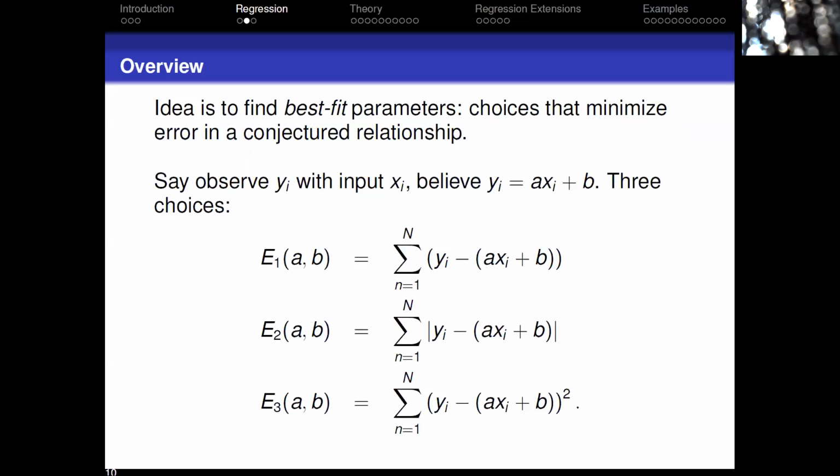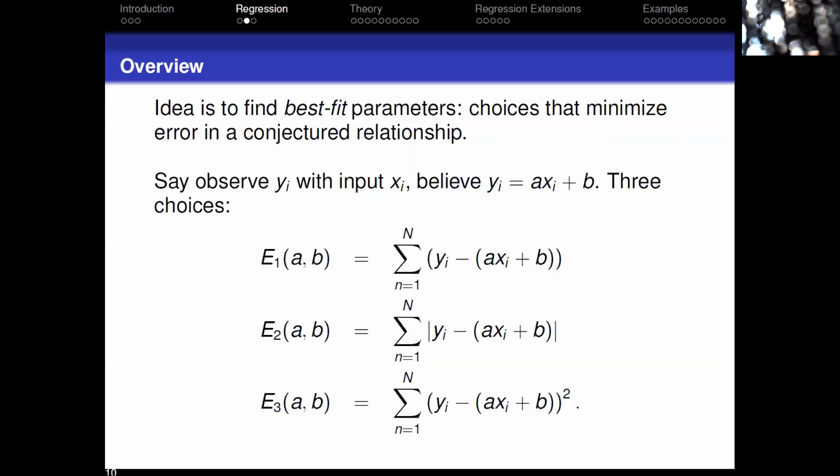Can anybody give me an issue with the first method? Observed minus predicted. Why might this be a bad notion of error? Because it takes into account the negative values, and so positive and negative will cancel. Yeah, so imagine you have two data points.